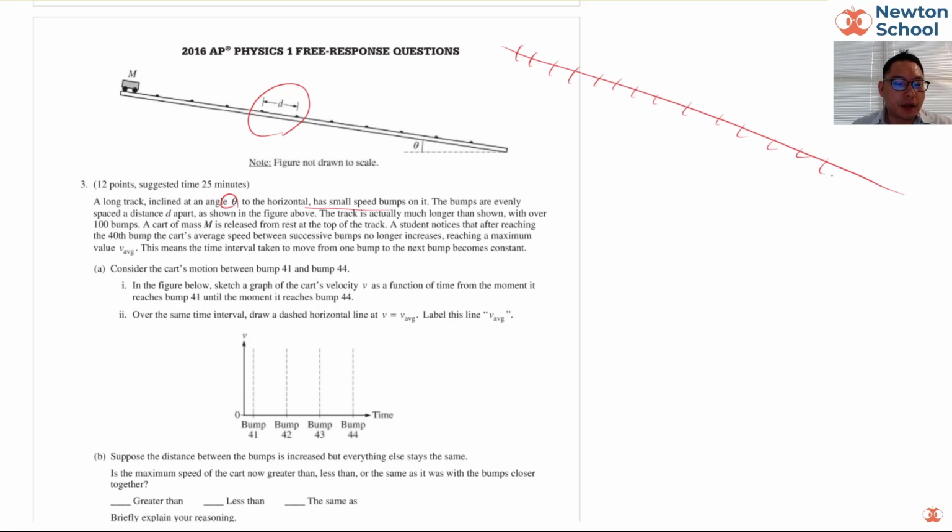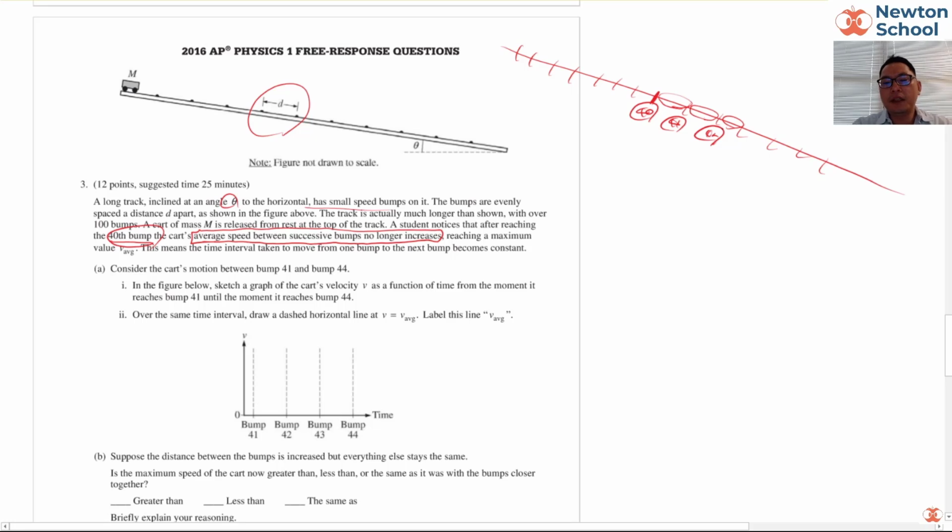Over 100 bumps. Okay, a car of mass m is released from rest at the top of the track. A student noticed that after reaching the 40th bump, so this is the 40th bump, 41st, 42nd, the car's average speed between successive bumps no longer increased. This is interesting. So the average speed between these is constant.